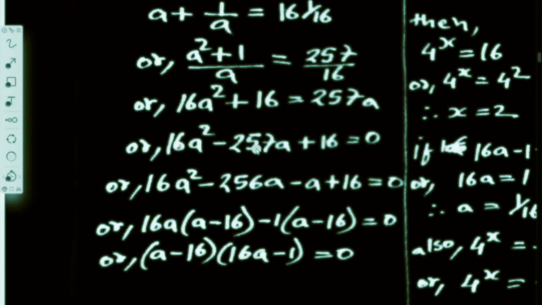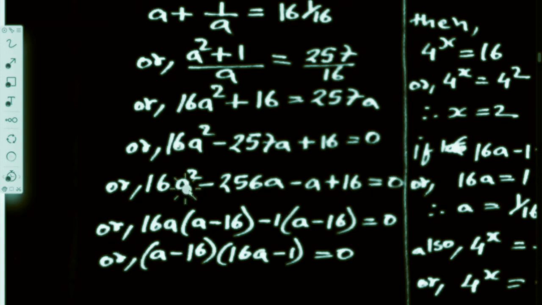Now factorization should be done. This is in our simple form, and now factorization should be done here. Now from these terms we can easily get the value of a afterward. See here: 16a squared minus 256a minus a plus 16 equals 0. It means 256a and minus a is minus 257a. Now 257 has been broken into two parts, 256 and 1. So we made the expression into four terms. There were three terms in our expression, and to make factorization simple, we make it four terms, equals 0.